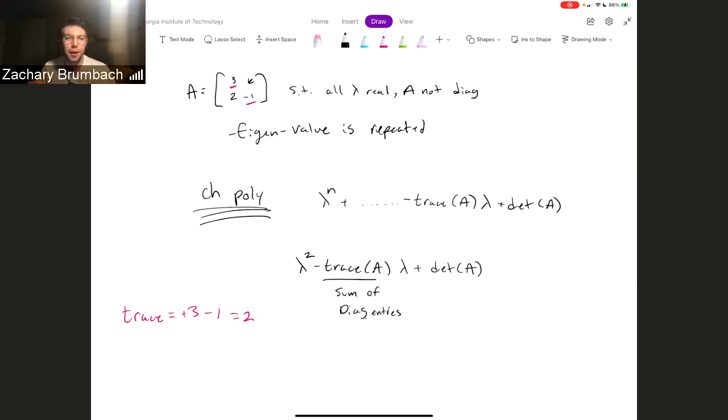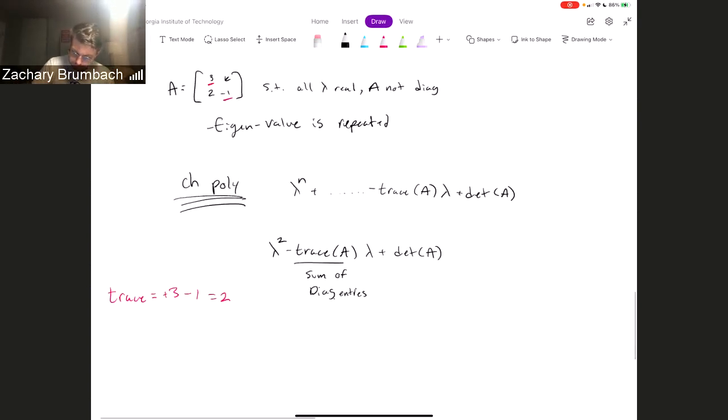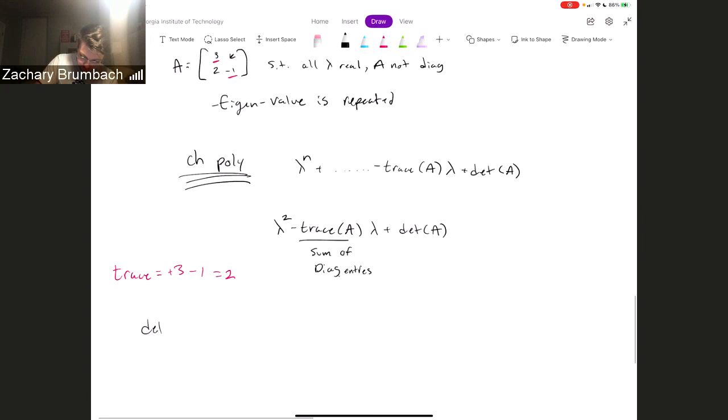I guess I forgot to finish writing that down. My bad. So we have the trace is equal to 2, and let's solve for our determinant based on what we have already. So determinant equals -3 minus 2k. Cool. We're fine with this for right now.